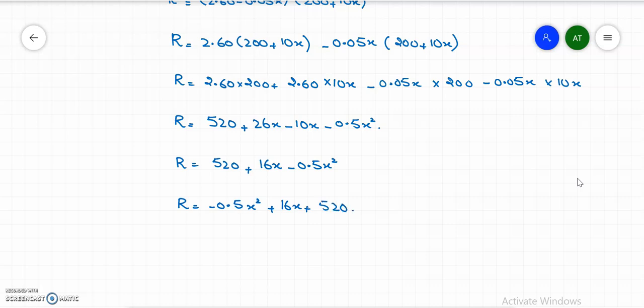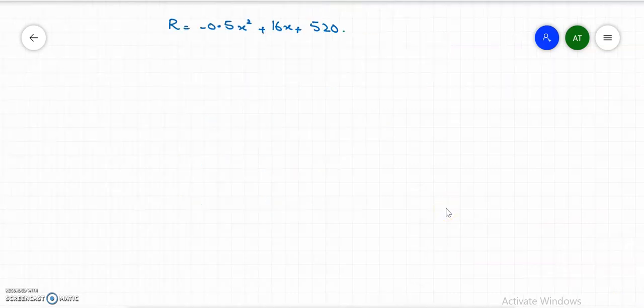To find the maximum revenue, we know that the maximum or minimum value deals with the y coordinate of the vertex. So we have to convert our standard form into the vertex form to get the y coordinate of the vertex. So let's do it.